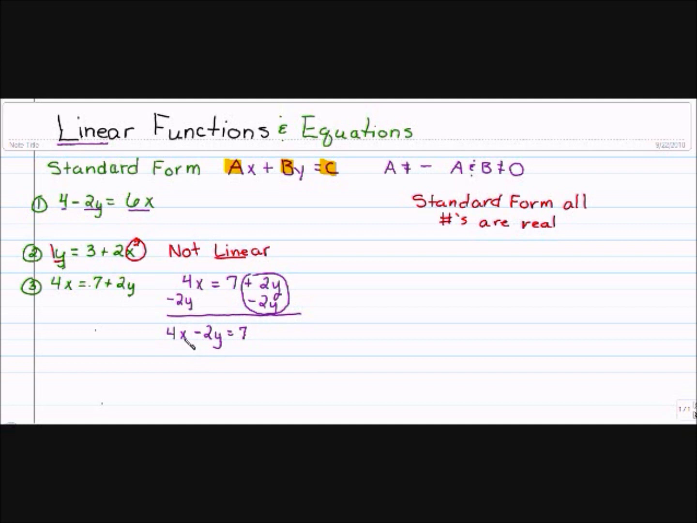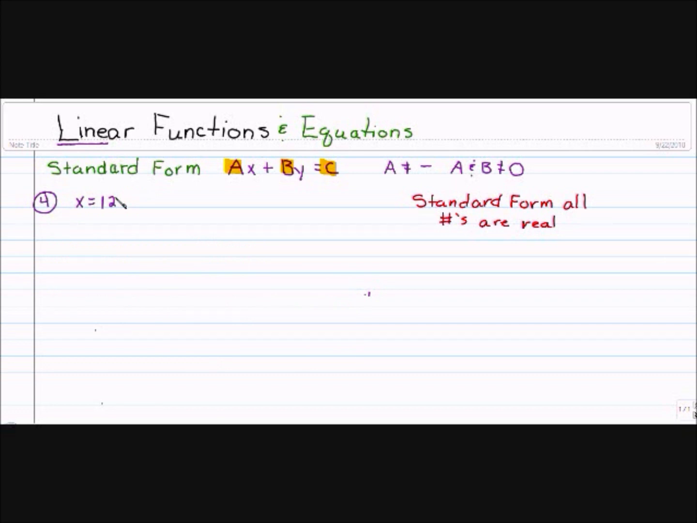The next thing I need to ask myself is, is the coefficient in front of the x negative? No. So I'm good to go. I don't have to multiply everything by a negative 1. So my a, I need to identify my a. It's the number in front of the x, which is 4. Your b is the number in front of the y, which is a negative 2. And your c is the number all by itself. It gets so lonely on that side. It's a 7. And you're done. Very good.